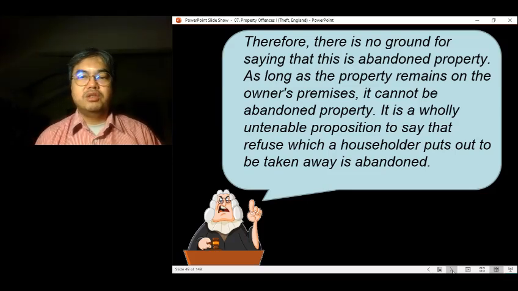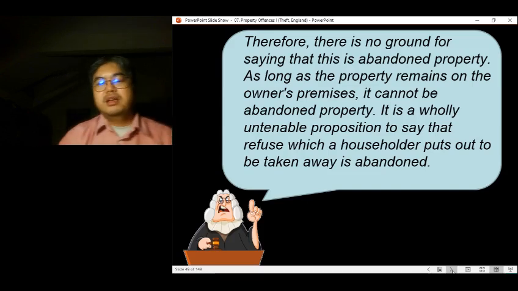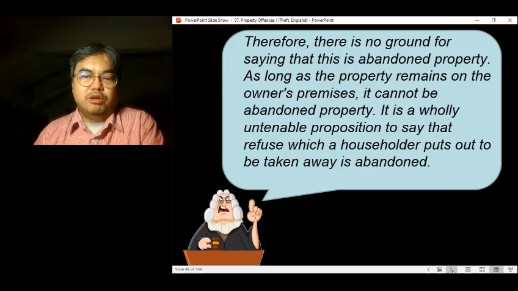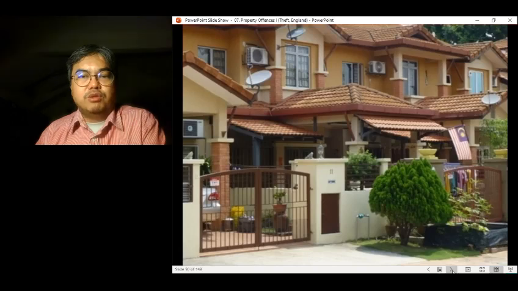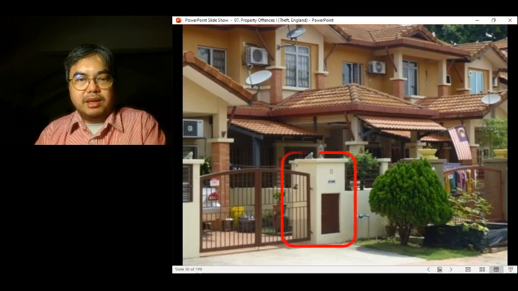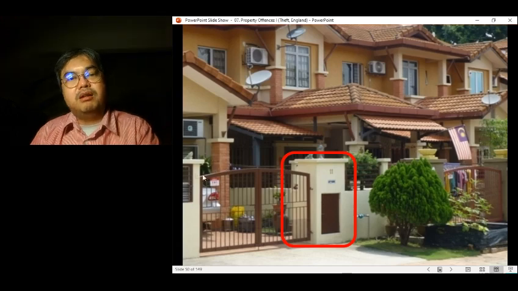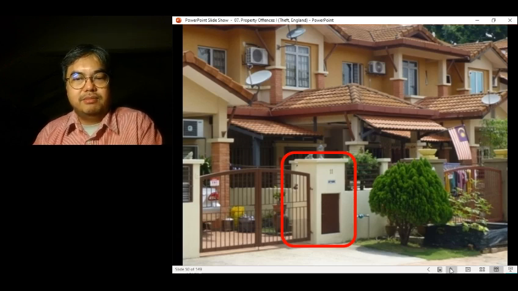It is a wholly untenable position to say that refuse which a householder puts out to be taken away is abandoned. Now, to understand it better and put it into the local context, if you go to the UK, you will see that there are special areas where the dustbins are placed. Similarly, if you go to most houses now, especially in Subang Jaya, you'll see that within the property is where the dustbin is kept. The person will come out and put their rubbish into the dustbin, which is still within the boundary of their property. So it still belongs to them, and nobody can go in without trespassing and take it away. It's meant to be taken away by the rubbish collector when they come.